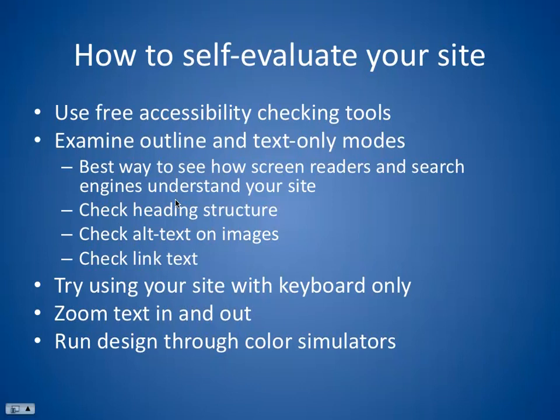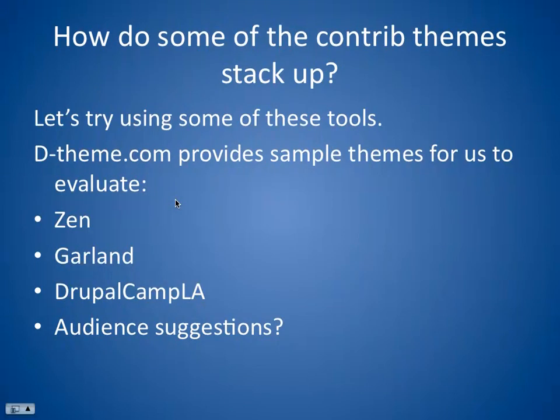So if you're trying to self-evaluate your site, again, you can use these free accessibility checking tools. It's really useful to examine your site in outline and text-only modes to really understand how screen readers and search engines are perceiving your site. You can try using your site with only a keyboard and see how well you're able to get around and if you're actually able to use it. It's a good idea to zoom the text in and out, because sometimes you find that your design doesn't scale as well as you would like it to. And then running the design through color simulators is also helpful.